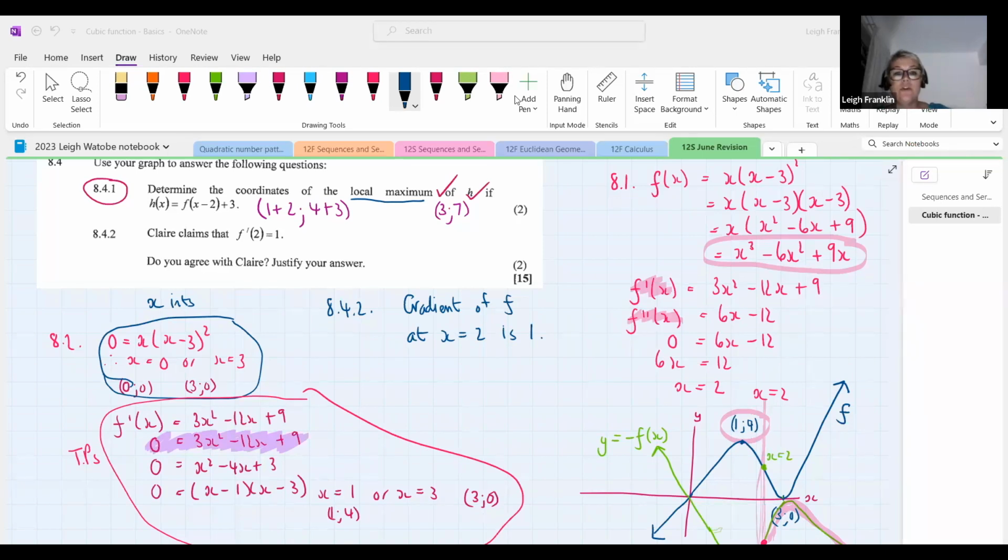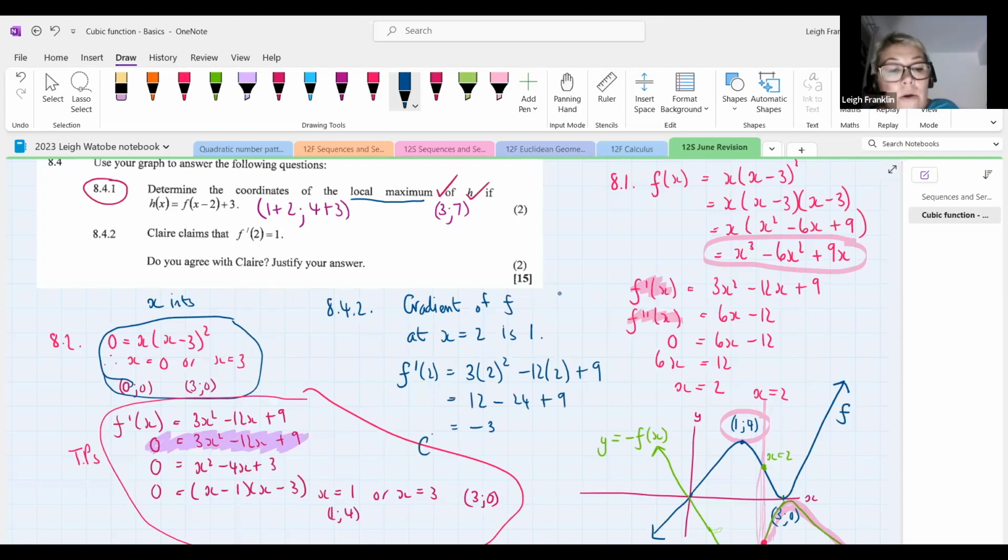Zedalia says you don't agree with Claire. So again, Zedalia, after we understand the question, what we now need to do is work out what the answer is. So let's work with f prime 2. We're going to sub 2 into the first derivative. So 3 times 2 squared minus 12 times 2 plus 9. That would be 12 minus 24 plus 9, which leaves us with -3. So you are right. Claire is wrong.